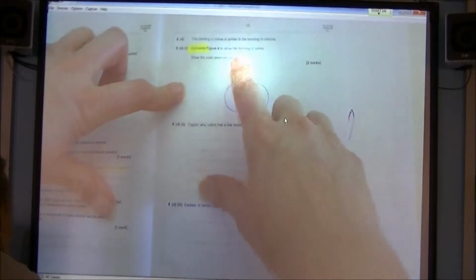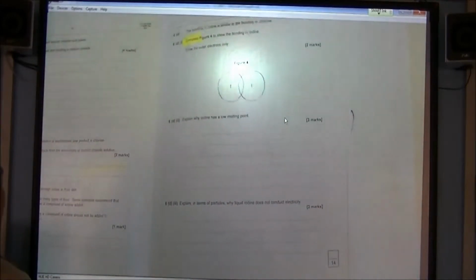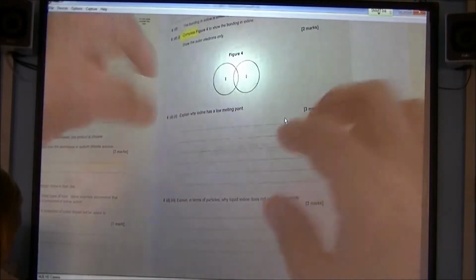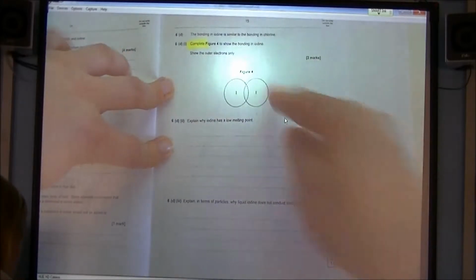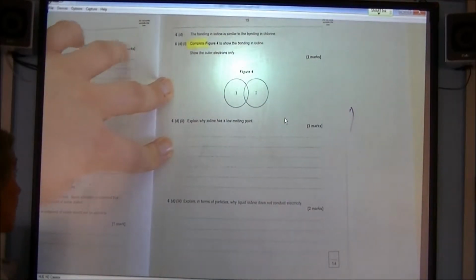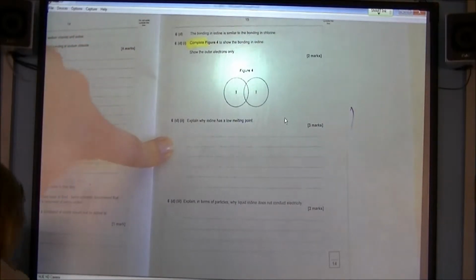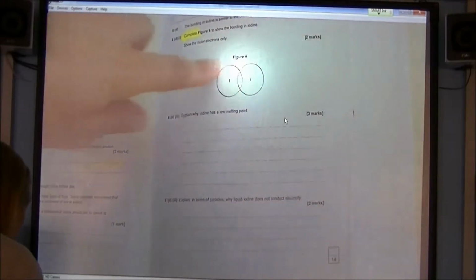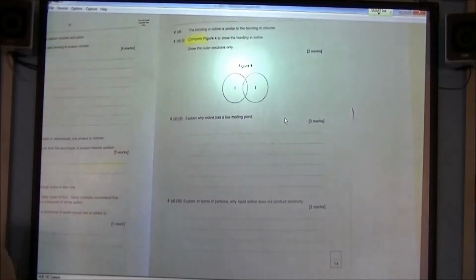You've been told to show the bonding in iodine. That bonding could be covalent, ionic or metallic bonding. But let's face it, we've seen our overlapping circles, we've thought circles, coconuts, covalent bonding, and we've only got to show the outer electrons only. So we're never going to have to draw all the shells, just the outermost shell. They've asked us to draw the bonding in iodine, similar to the bonding in chlorine. So how are we going to do this?